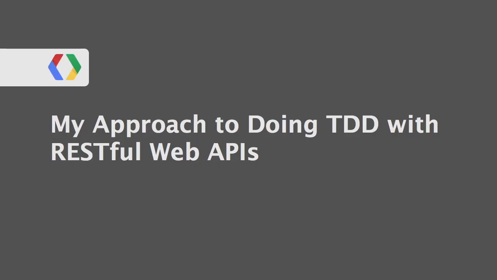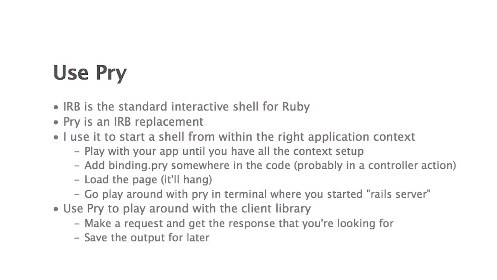Here's my approach to doing test-driven development with RESTful web APIs. IRB is the standard interactive shell for Ruby. Pry is an IRB replacement. I use Pry to start a shell from within the right application context. Play with your app until you have all the context set up, and then add binding.pry somewhere in the code, probably in a controller action. Load the page and it'll hang.